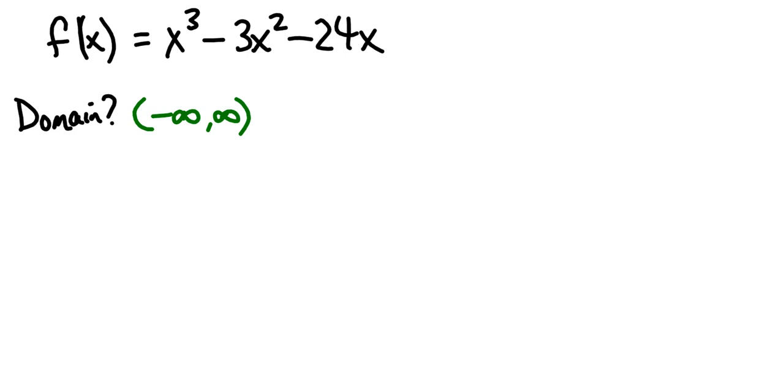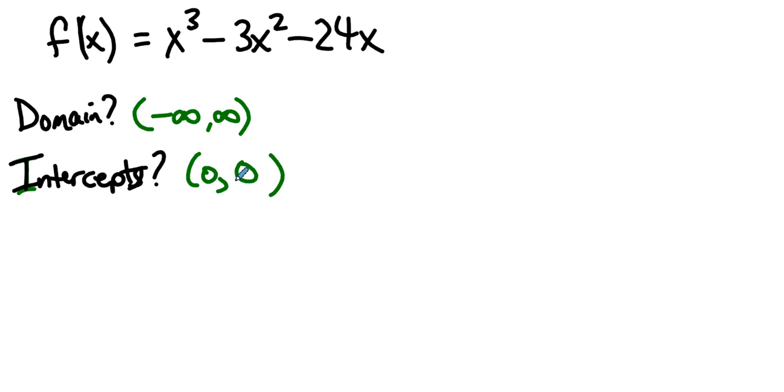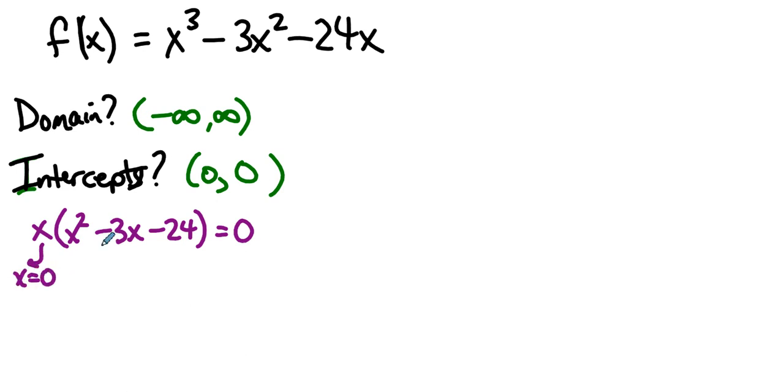It is also helpful for us to take a look at where the intercepts are. Well, the y-intercept is easy enough. We plug in 0 for x, we get out 0 for y. Where the x-intercepts are, that's a tougher go. We could set x cubed minus 3x squared minus 24x equal to 0. This part tells us that there's an x-intercept at 0.